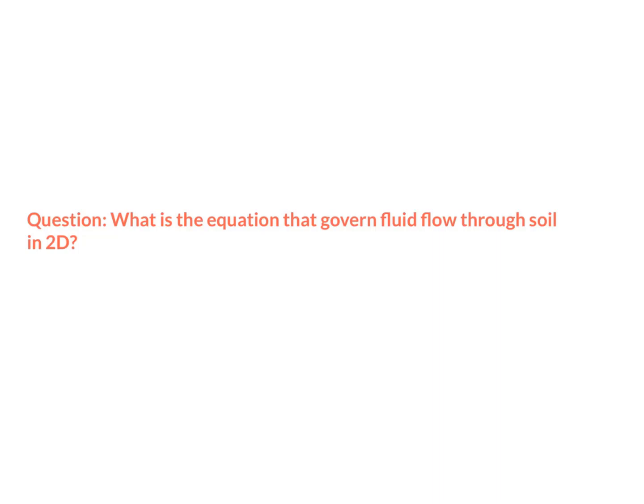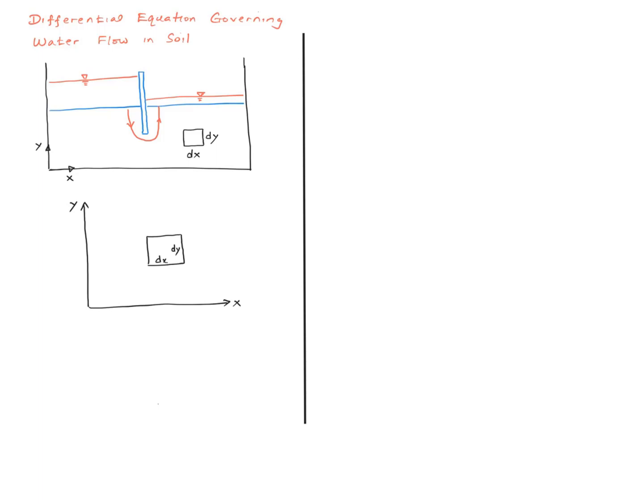The question that I have is, what is the equation that governs fluid flow through soil in 2D? So let's start with the derivation of the governing equations. Just to keep this realistic, I picked a specific seepage problem here, but the equations we derive here are going to be valid for any seepage problem as long as they are two-dimensional.